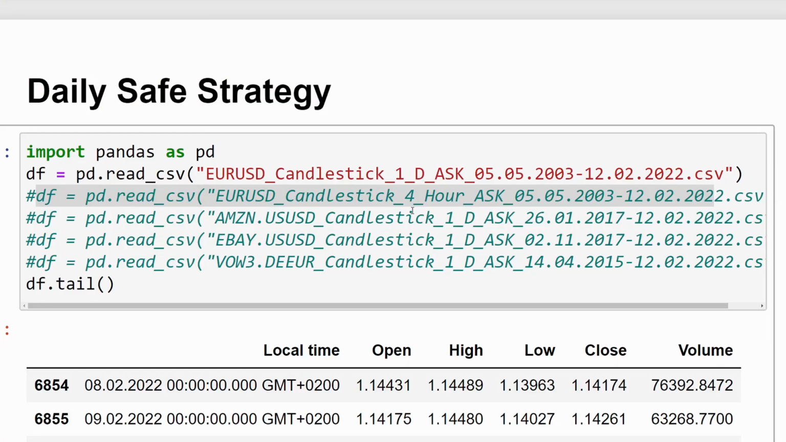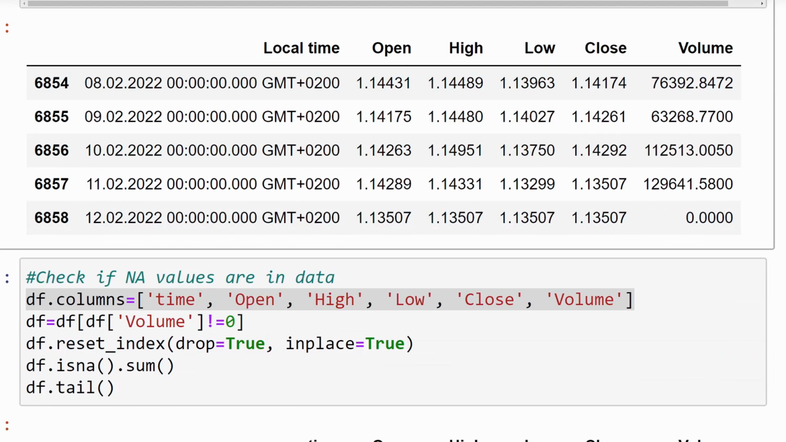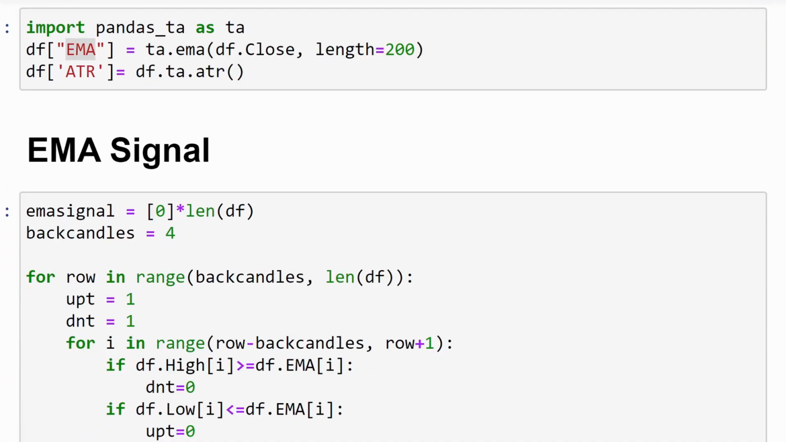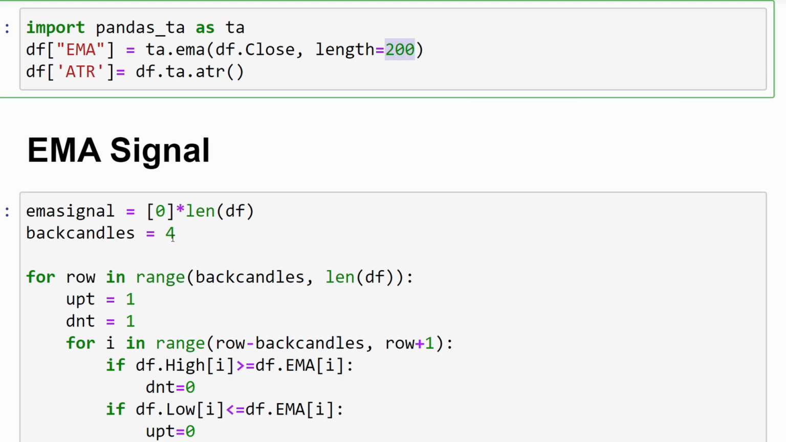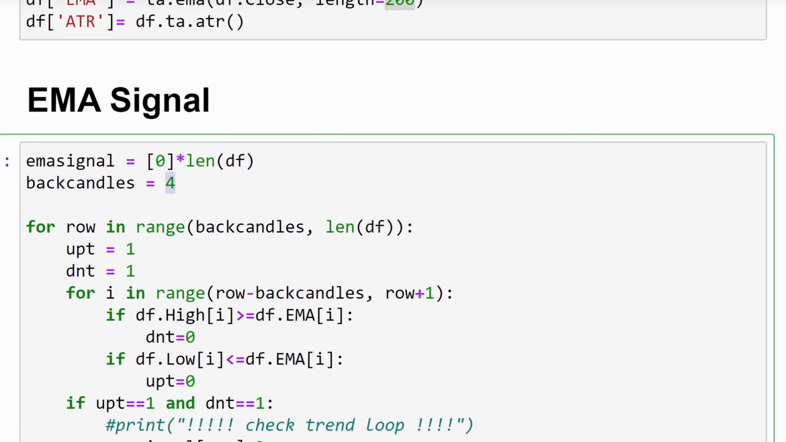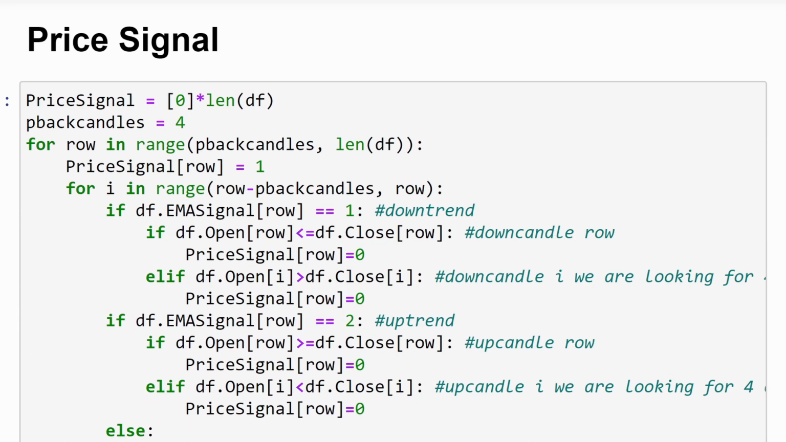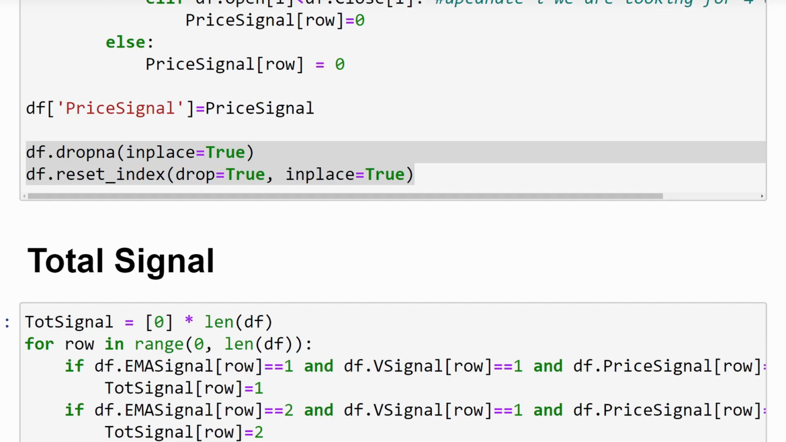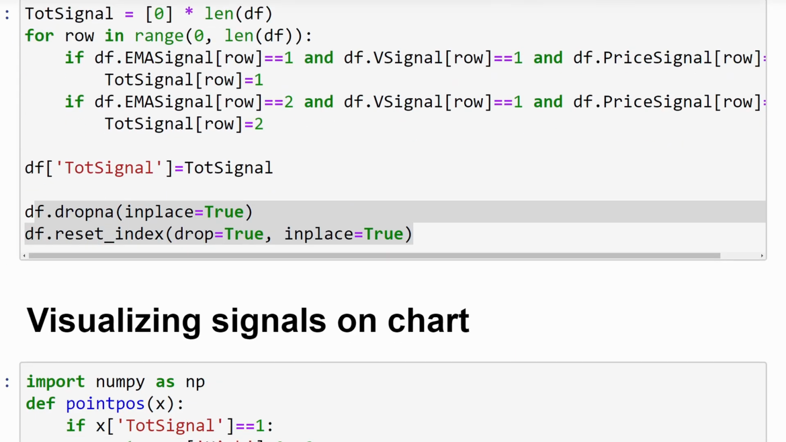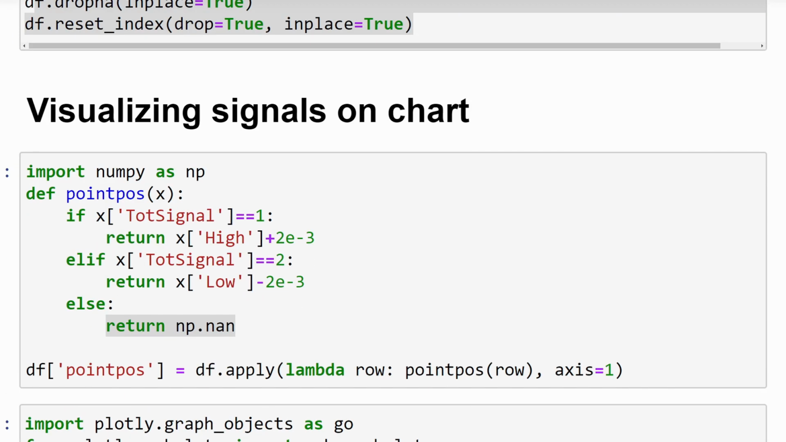If you are intending on running this on the 4-hour charts or the 1-hour charts, you can try it, but at the same time you need to keep in mind that you have to tune all the parameters, starting with the EMA length, the back candles that you are going to consider, the volume signal back candles, and so on and so on. So you have to go through all of this and check how to set also your stop loss and take profit ratios, because these might be changing according to the time frame.